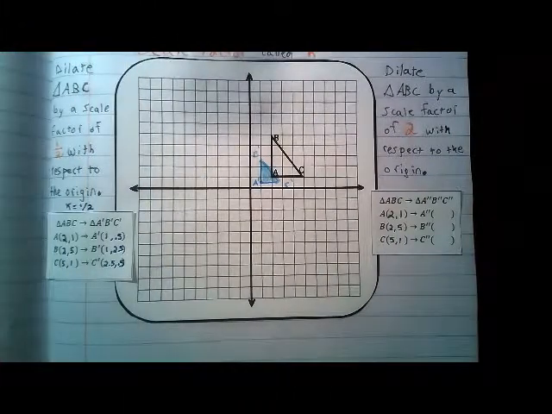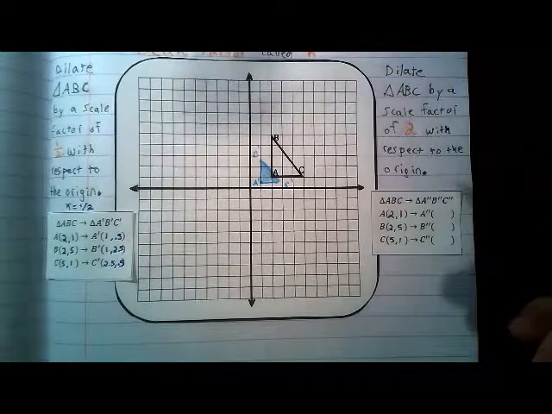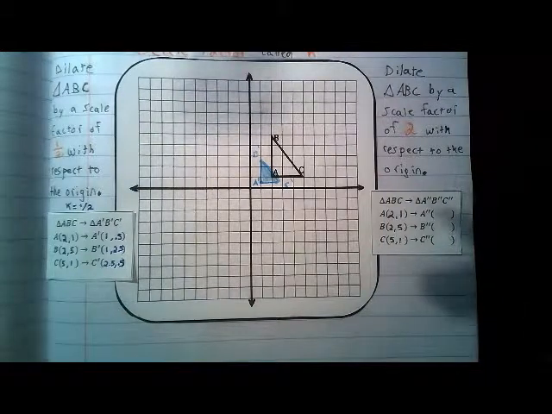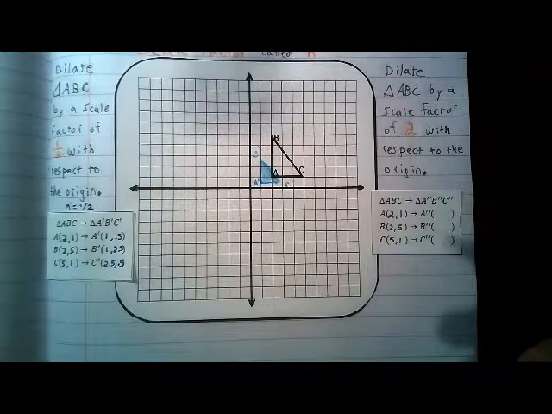So number 2 is dilate triangle ABC by a scale factor of 2 with respect to the origin. You can see from both examples, we're always dilating with respect to the origin. If we were to dilate with respect to another point, we would have to translate the whole triangle so that it would line up with the origin. Then we can use this rule of multiplying every number by the scale factor, and then translate it back, so it'd be kind of confusing. So in general, when we dilate things, it's always with respect to the origin.